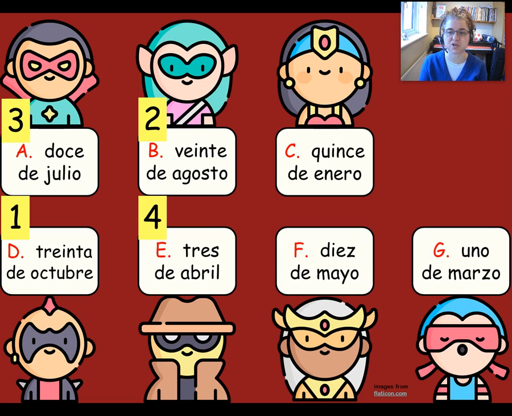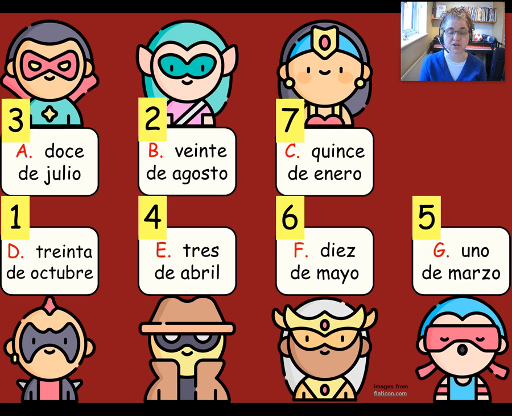And number 5 was the 1st of March. Which one says the 1st of March? That's right, letter G, 1 de marzo. And number 6, the 10th of May. 10th of May is letter F, 10 de mayo. And number 7, 15th of January is letter C, 15 de enero.